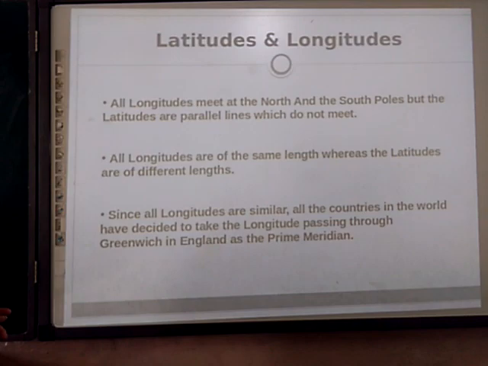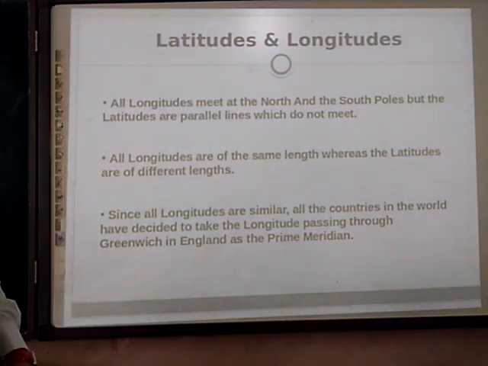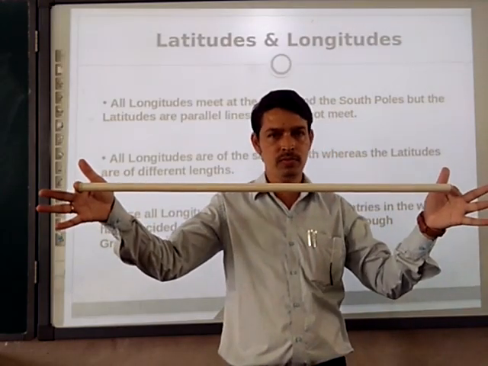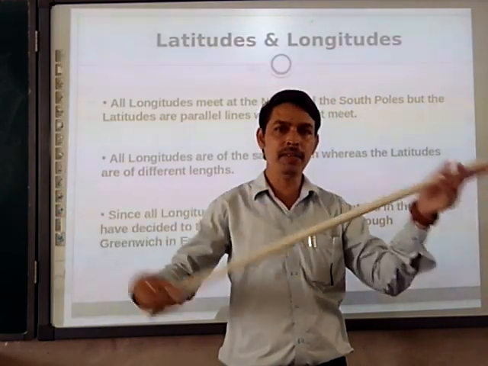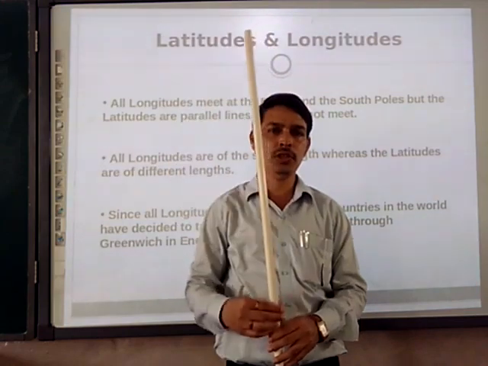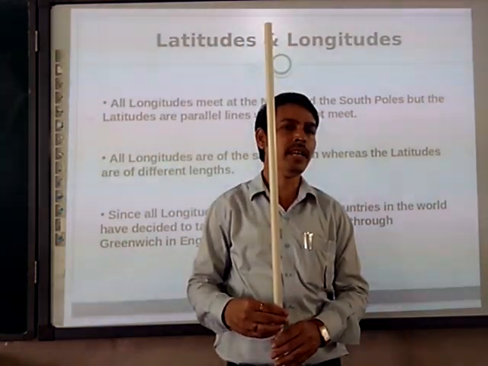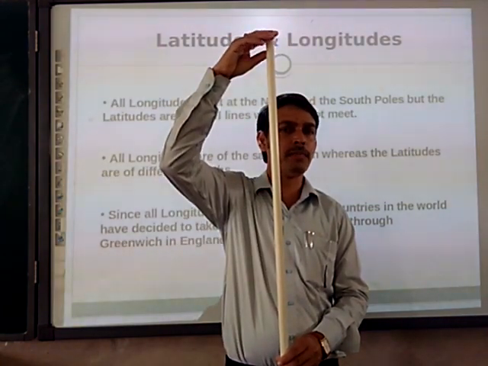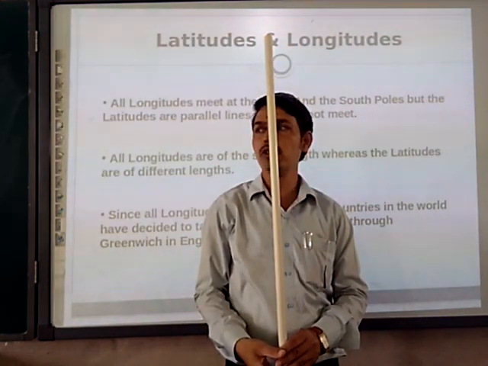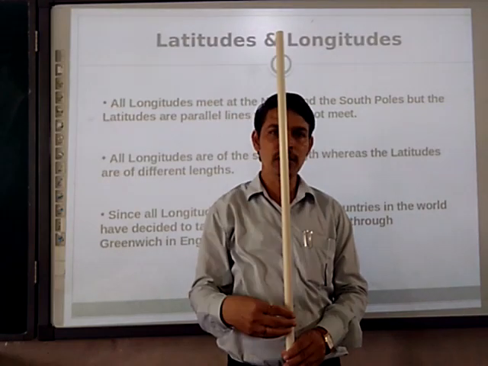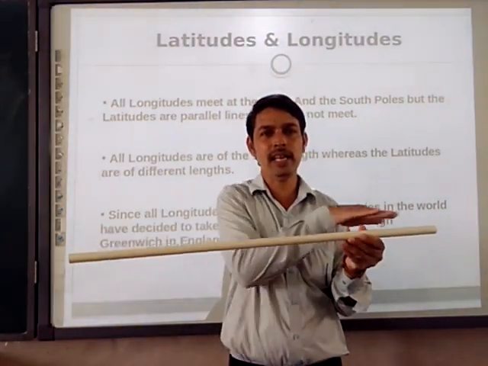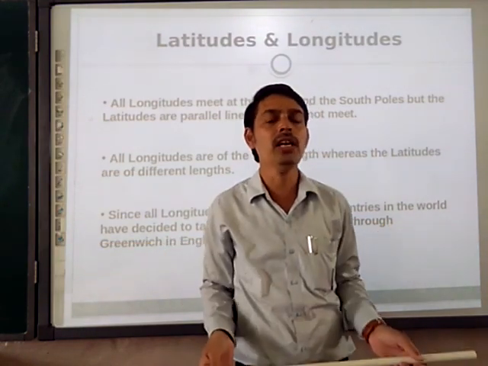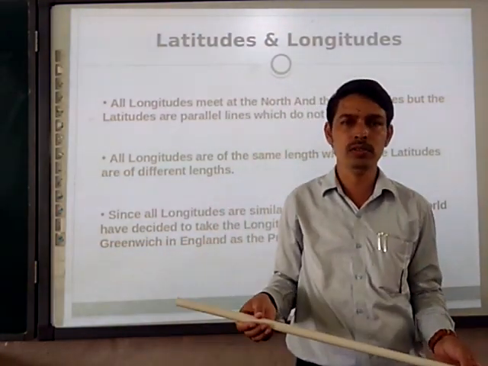Next, latitudes and longitudes. In a very simple way, longitude is the line running from the top to bottom of the earth, from this point to this point. These lines are called latitudes. Horizontal and vertical lines, we have to note it.